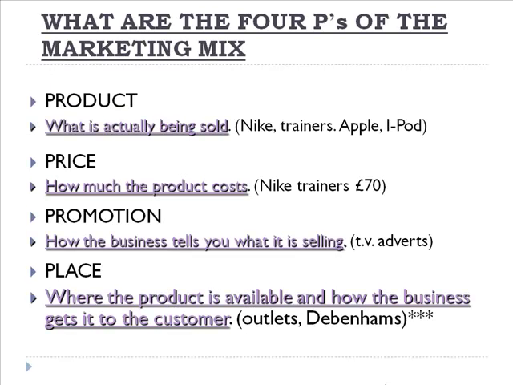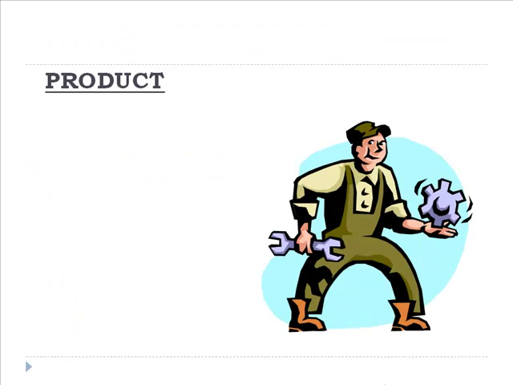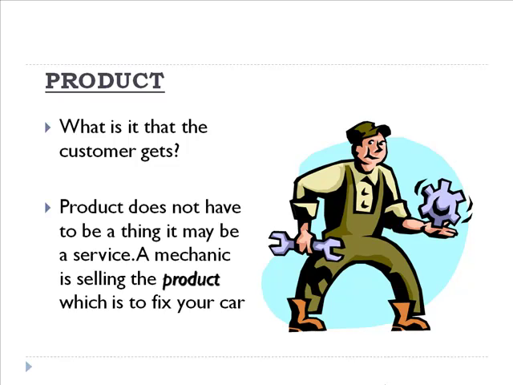So we're going to go back to the 4 Ps again, and this time we're going to go into more detail. So we're going to start with product. This is what the customer gets basically. Obviously in a shop you get a physical good, but a product doesn't have to be a thing, it can also be a service. So a mechanic isn't selling a thing, the product is actually the service he's providing. So the fact that he's fixing your car is the product.